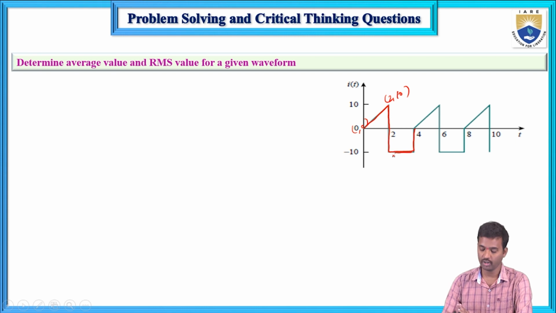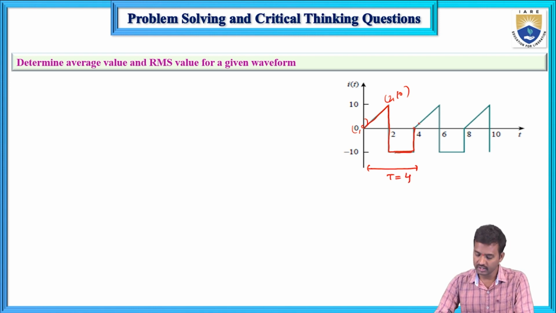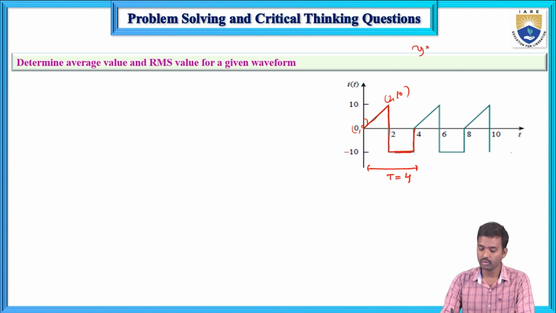Now what about the time period? The first cycle goes up to here only, so the time period equals 4 here. Next, this is the second cycle, and the next one is the third cycle. So consider only the first cycle. Now y minus y1 divided by x minus x1 equals y2 minus y1 divided by x2 minus x1, that equals y minus 0. Here y means i of t, not v of t, and x is t and y is y of t.